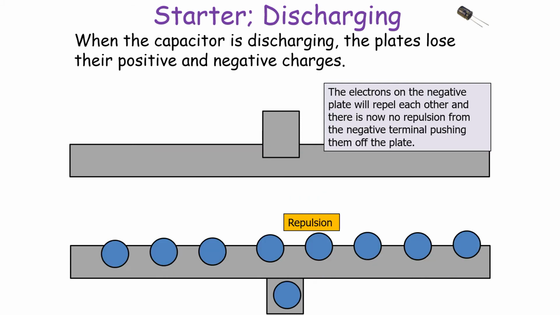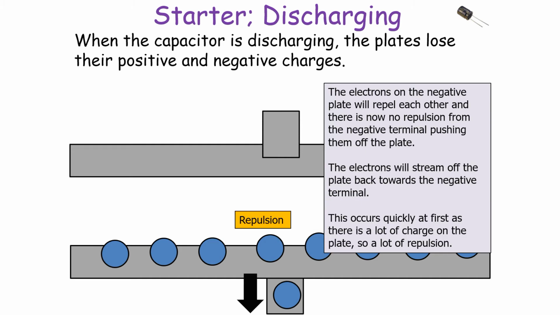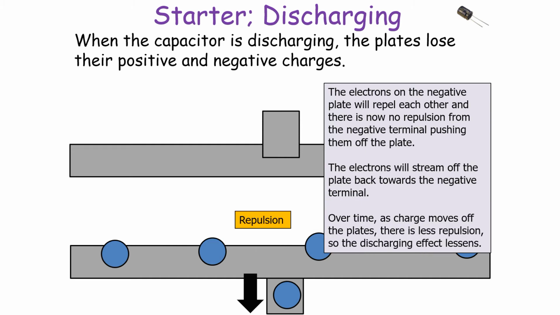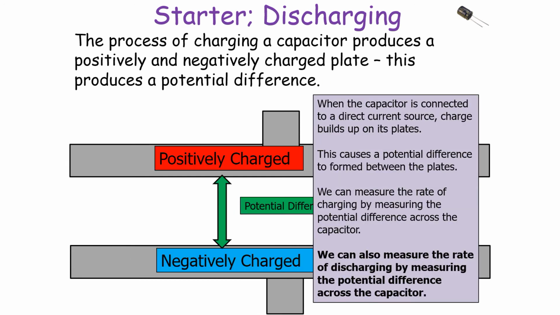So the electrons on the negative plate repel each other, and there's now no repulsion from the negative terminal pushing them off the plate. So the electrons will stream back off the plate towards the negative terminal. It occurs quickly at first as there's lots of charge on the plate, so lots of repulsion, but over time, as charge moves off the plate, there's less repulsion, so the discharging effect lessens. So discharging slows with respect to time. Now we can also measure the rate of discharge by measuring the potential difference across the capacitor.